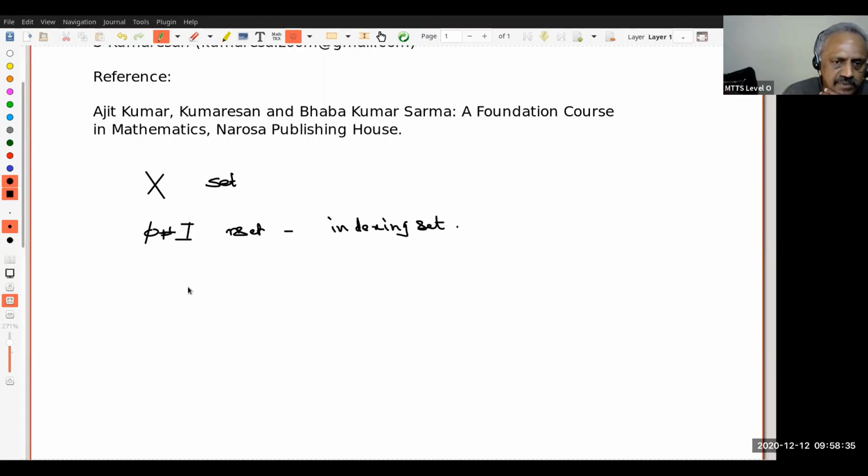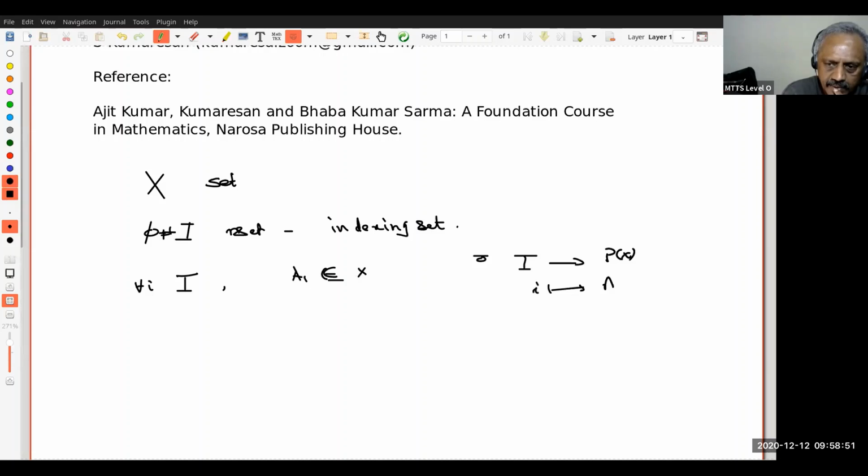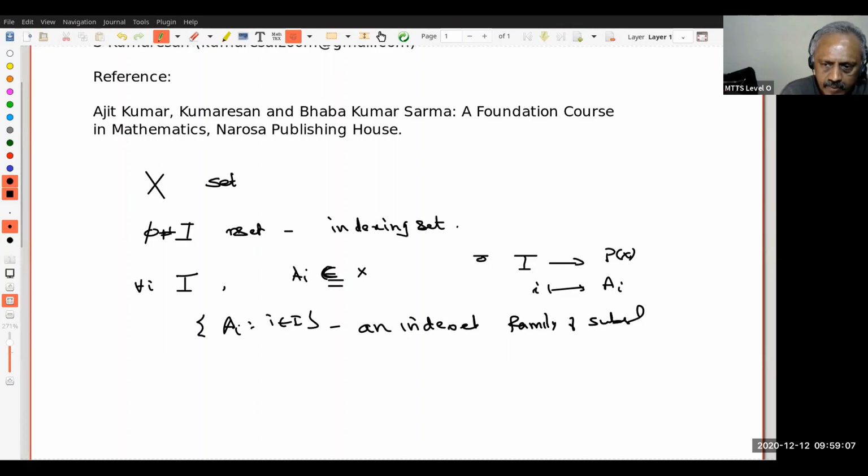For each i in I, I am given a subset A_i of X. That means I have a function from I to the power set of X, sending i to A_i, which is a subset of X. Then we denote this by A_i, i in I. We call this an indexed family of subsets in X, of course, indexed by the indexing set I.